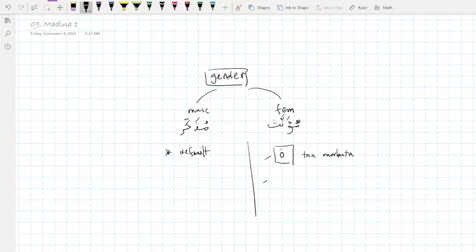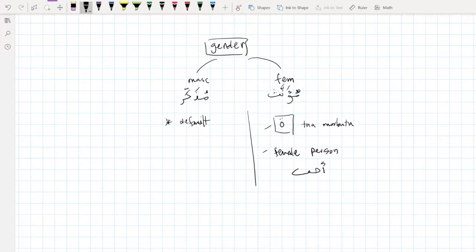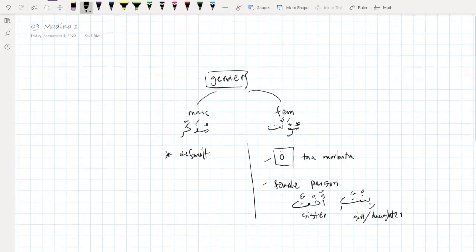And if something is feminine, for example a female person, then it doesn't matter whether it has a ta-marbuta or not. A female person is feminine. So we said ukht, for example. Ukhtun is sister. Then bintun. Bintun is girl, or it can be daughter. Now you can see these words don't have ta-marbuta, but we still consider them feminine.